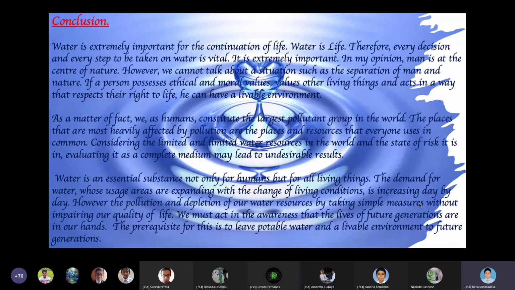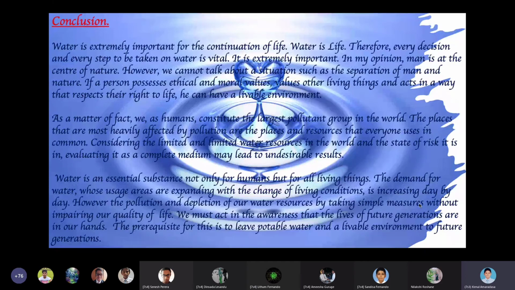Considering the limited water resources in the world and the state of risk it is in, evaluating it as a complete medium may lead to undesirable results. Water is an essential substance not only for humans but also for living beings. The demand for water, whose usage areas are expanding with the change of life conditions, is increasing day by day. However, the pollution and depletion of our water resources can be prevented by taking simple measures without impairing our quality of life.